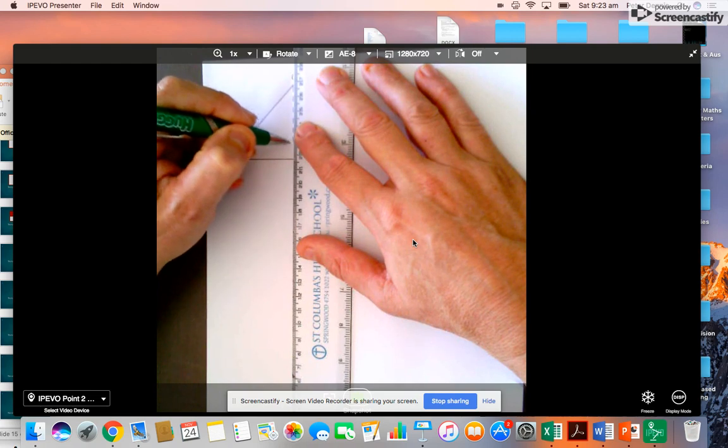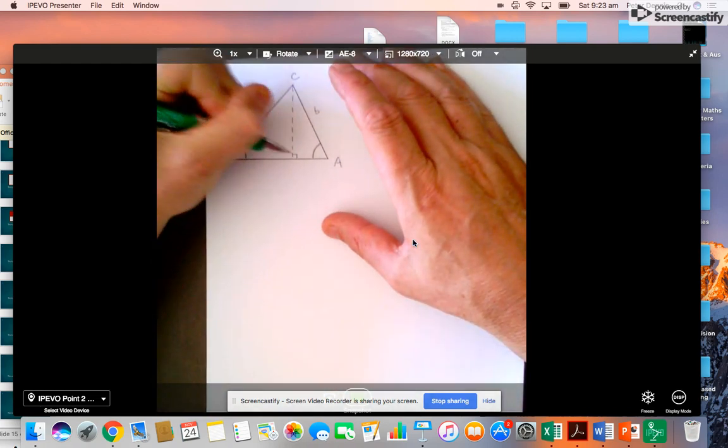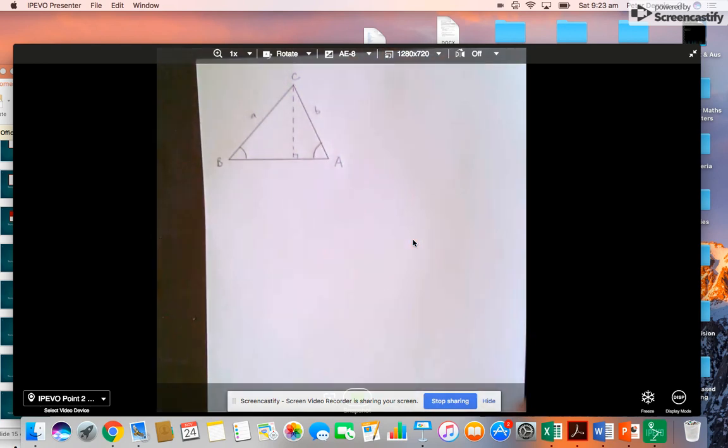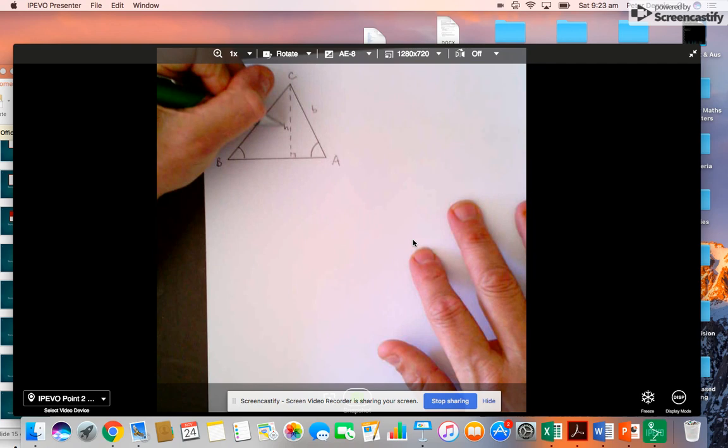And that's just a perpendicular line, the height of the triangle. And that's our first step in all of them, whether we're finding the area formula or the cos rule. I do it a bit different, but that's our first step. And we'll call that H just to make it nice and easy.